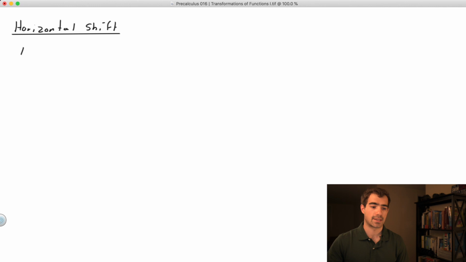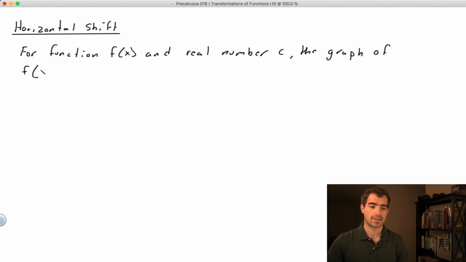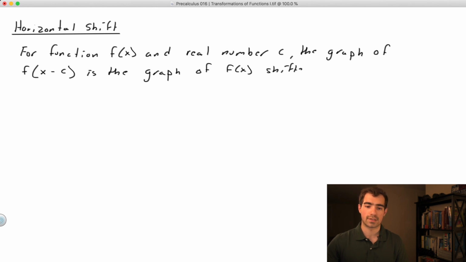So let's once again say for function f of x and real number, this time we'll use c, the graph of f of x minus c, right? So this time the c, the real number, is being plugged into the parentheses, so it is part of the input of this function. The graph of f of x minus c is the graph of f of x, but shifted horizontally.